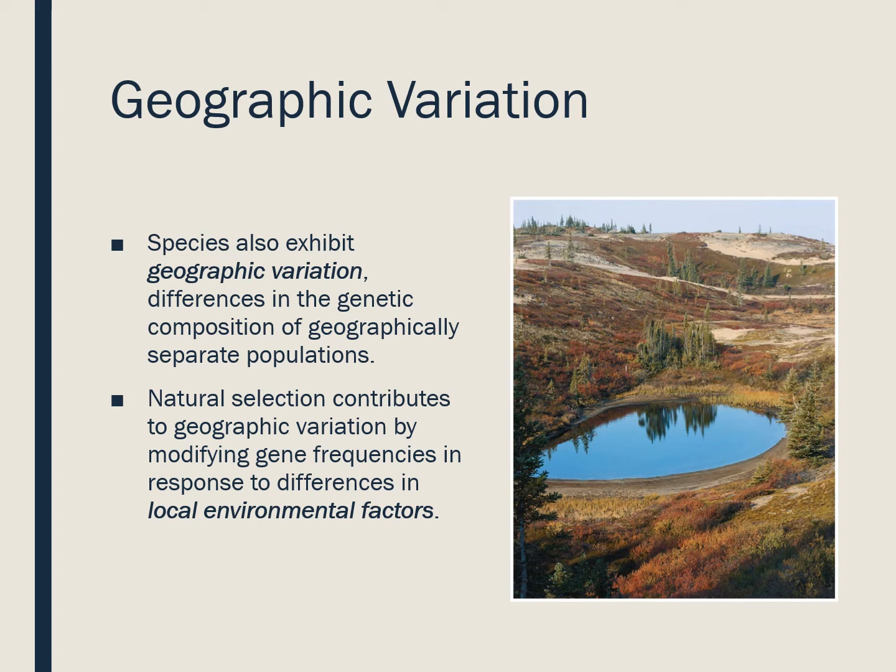And it could be that on the side with the red, there's a lot of red leaves that fall. There's a lot of red grass. And so they're able to hide better from predators. But natural selection can contribute to those genetic variations by modifying gene frequencies in response to differences in local environmental factors. So exactly like I said, maybe one side of the mountain has a lot more, like in this picture, red grass. And so they're able to hide better. And then the other side might have just ground. So it's a little bit easier for those black, brownish ants to blend in.